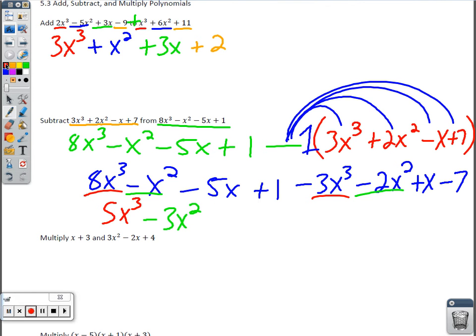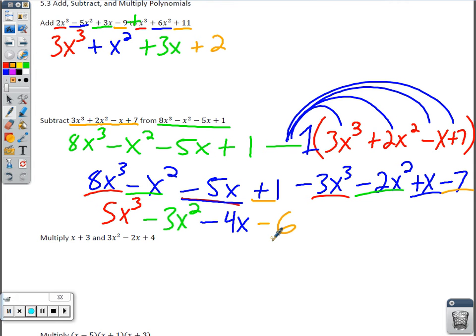There are, let's see, I used red, let's go to blue. Hey, that's not blue. There we go. All right, negative 5x and x, those are the things with just an x to the first. Combine those together, we get negative 4x. And then the last one, without any x on it, the 1 and the negative 7, put those together and we get negative 6.